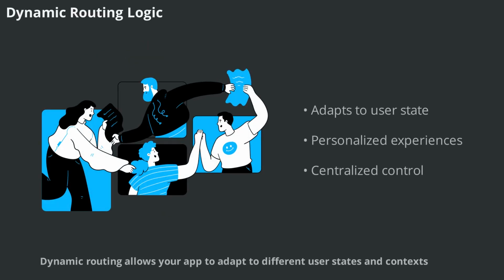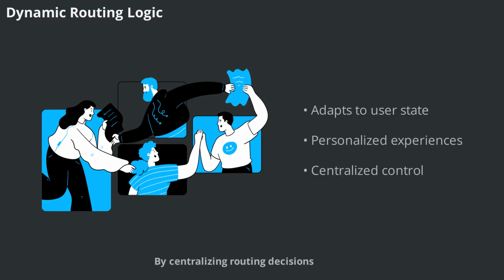Dynamic routing allows your app to adapt to different user states and contexts. For example, you can route users to different screens based on their authentication status or feature availability. This flexibility is essential for providing personalized experiences and supporting complex business logic. By centralizing routing decisions, you maintain control and consistency across your app.